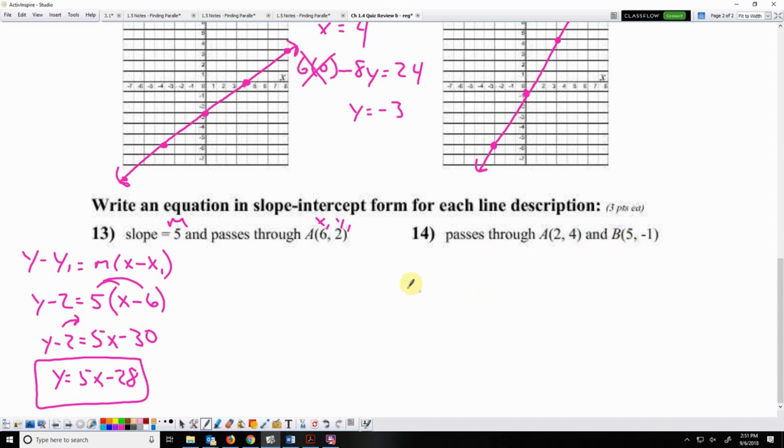On 14, we have to find the slope. That's y minus y over x minus x. 4 minus negative 1 is 4 plus 1. 2 minus 5, negative 3. So the slope is negative 5/3. We can choose either point A or B as x1, y1. Typically, people like to stay away from the negative, so I'll do that. Y minus 4 equals negative 5/3 times x minus 2.